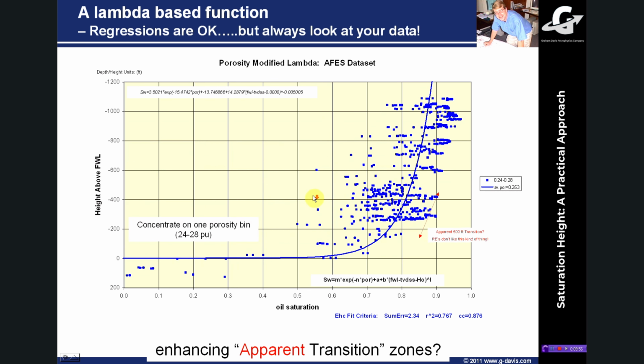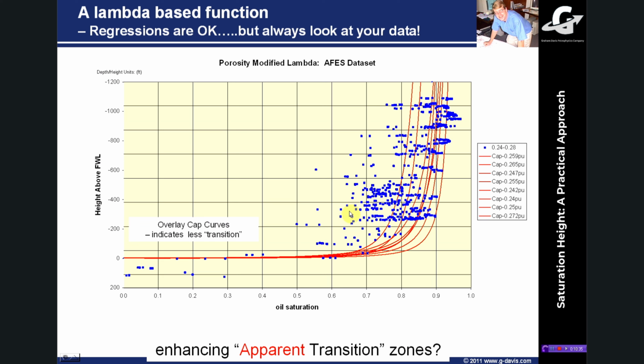Now if we just concentrate on the 24 to 28 PU bin, so these are all the same porosity bin from that data set, you can see that apparently we have a sort of 600-foot transition zone. And typically, reservoir engineers don't like that kind of thing. So our porosity depth trend, remember, overall we had the best porosity at the top and the poorest porosity down below. That can act to stretch out the apparent data. When we look at it just in saturation terms, it gives us the appearance of a saturation transition zone.